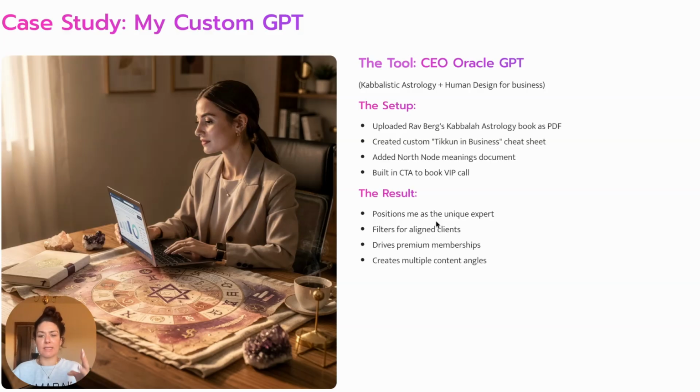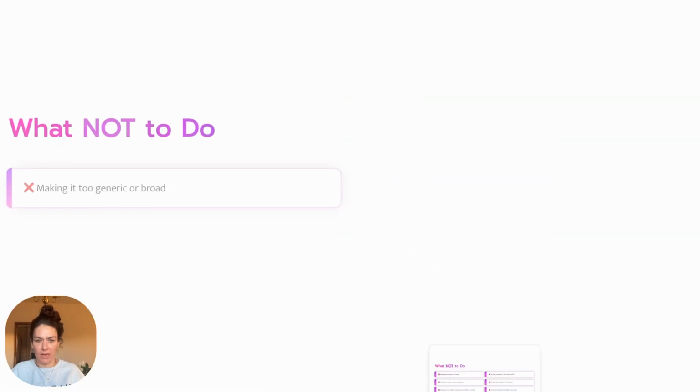And the result of this is it positions me as the expert. Nobody else is doing a CEO Oracle GPT with your Kabbalistic astrology, Tikkun, and human design for Skool and growing a membership. It gives me so many content angles. I was able to use that GPT to create all of the North Node and business TikTok videos, YouTube videos. I was able to create an entire YouTube video on the 12 Kabbalistic astrology paths based on output from the GPT. It automatically filters for aligned clients. It drives people into premium. It's worked in so many ways.